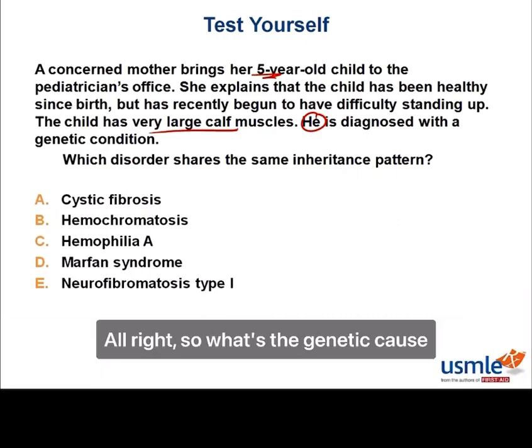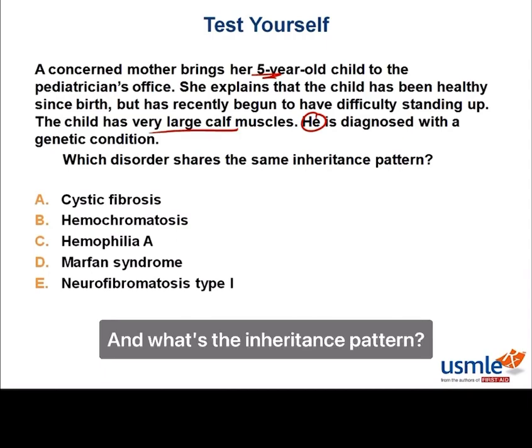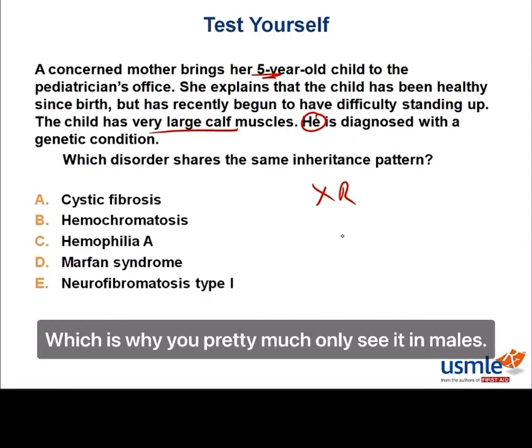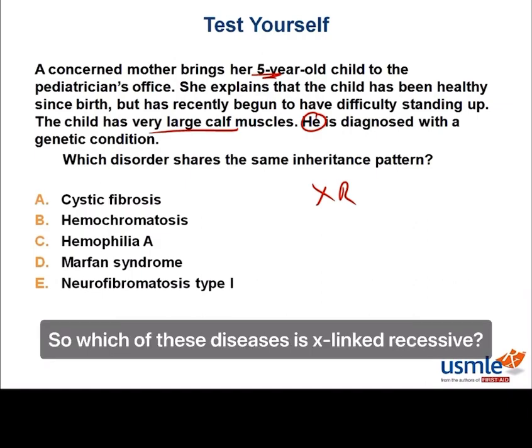Alright, so what's the genetic cause of muscular dystrophy? A mutation in the dystrophin gene. And what's the inheritance pattern? This would be X-linked recessive, which is why you pretty much only see it in males. Alright, time for the second step. So which of these diseases is X-linked recessive?